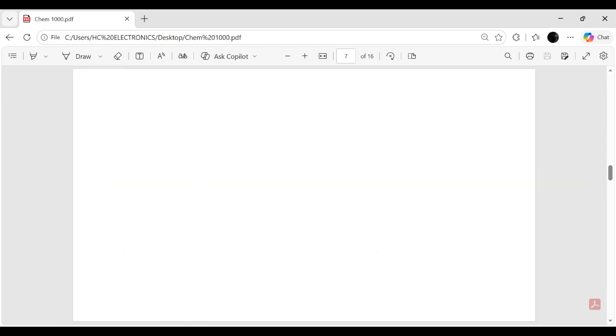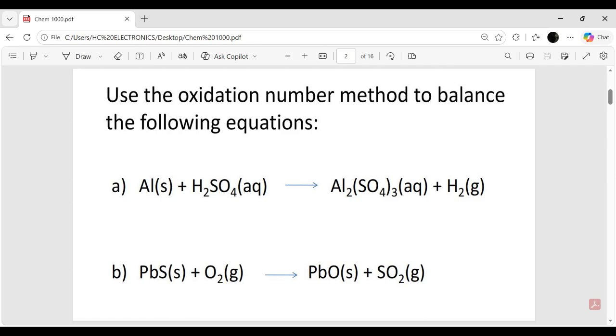So there are two types of methods which are used in the balancing of redox equations. The first method is known as the oxidation number method. The second one is known as the half cell reaction method or the ion reduction method. Depending on which method they tell you to use, if you use the other one, they will mark you wrong because they've specified the way they want you to balance it.